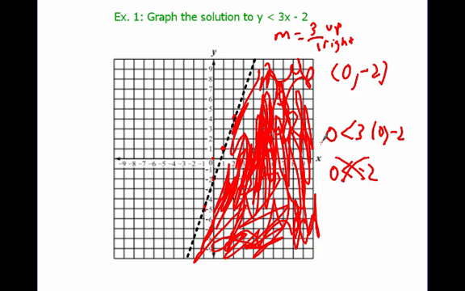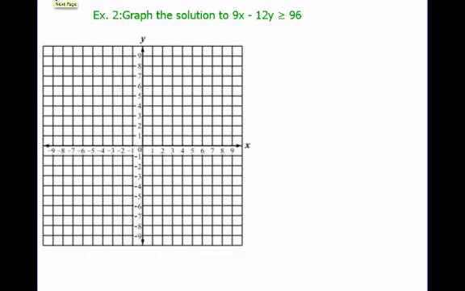All right, so we're going to move on to example number 2. Example number 2 says graph the solution to 9x minus 12y is greater than or equal to 96. Now this one's a little different, because my inequality is not already in slope-intercept form. So the first thing we need to do is put this inequality in slope-intercept form. So we're going to start with 9x minus 12y is greater than or equal to 96.